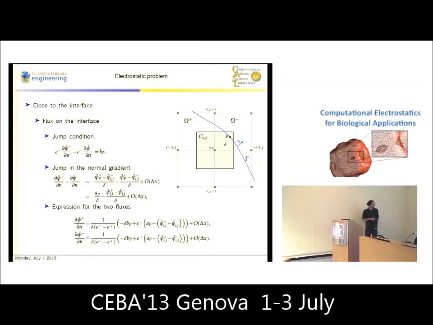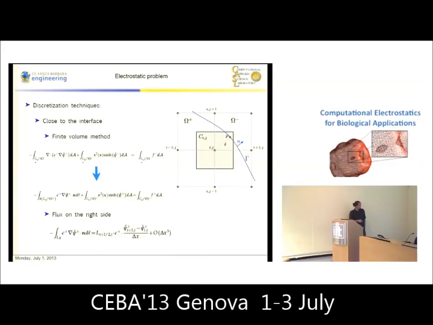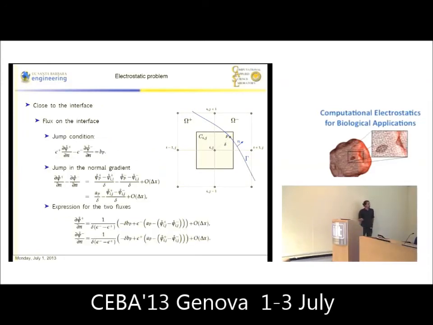And so now if you look at these two equations, you have two equations and two unknowns. So you can solve these two equations, and you get two expressions for this quantity and this quantity that you needed here. And so now we can approximate the full finite volume equation.